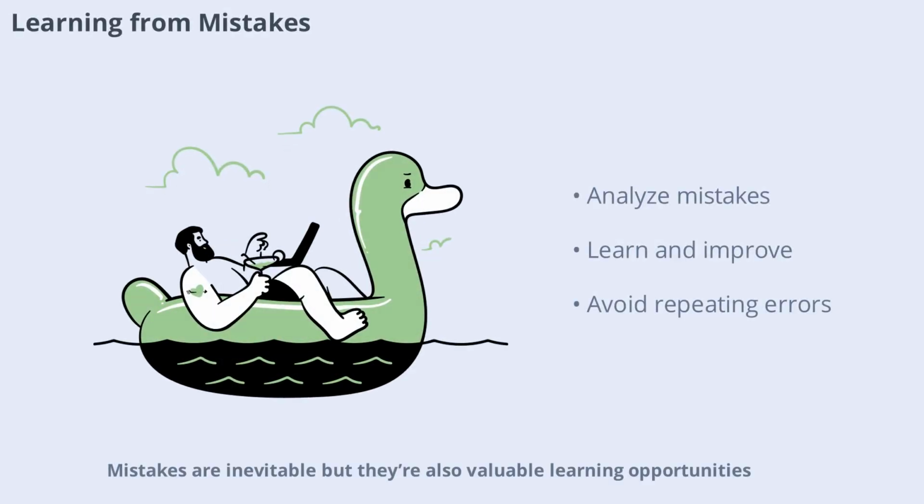Mistakes are inevitable, but they're also valuable learning opportunities. When resource allocation doesn't go as planned, analyze what went wrong and why. Use these lessons to improve your future strategies and avoid repeating errors.